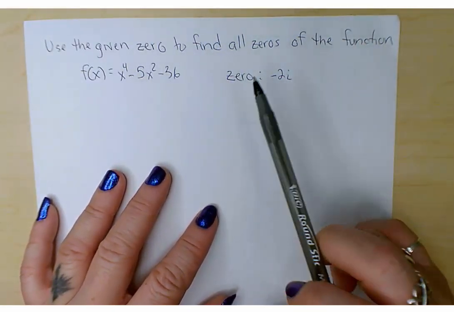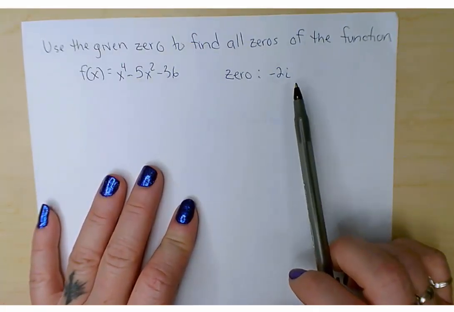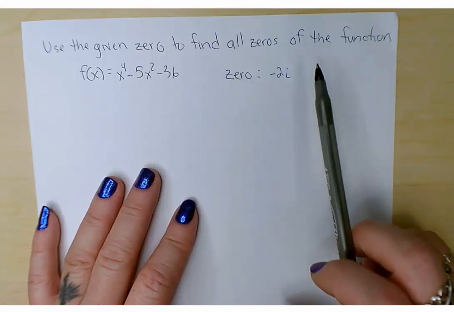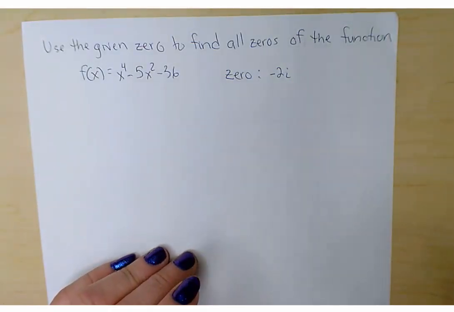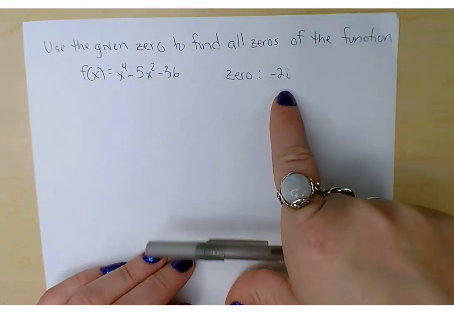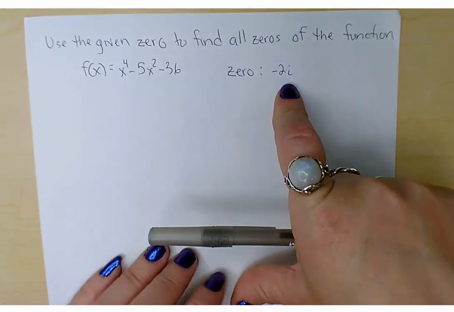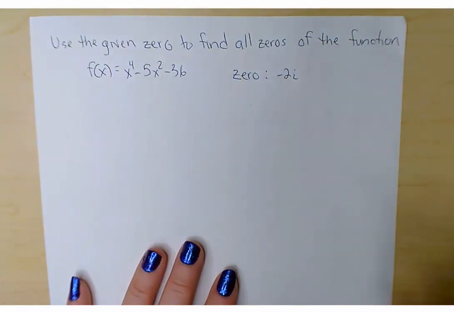Now, if you notice about the 0 here, the significance about this 0 in particular is that this is a complex 0, right? It's negative 2i. You have an imaginary number in here. And we have a theorem called the conjugate pair theorem that says if you have a complex 0, the conjugate of that 0 is also a 0.